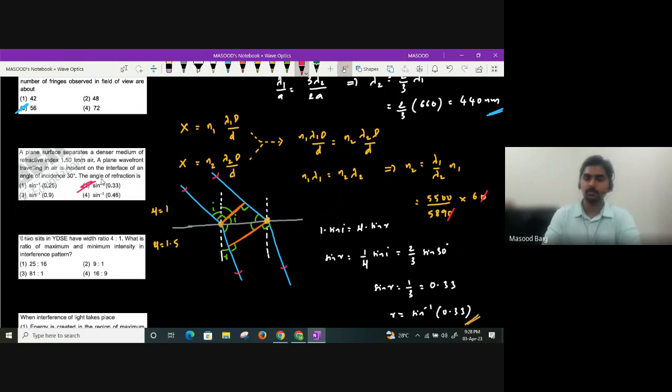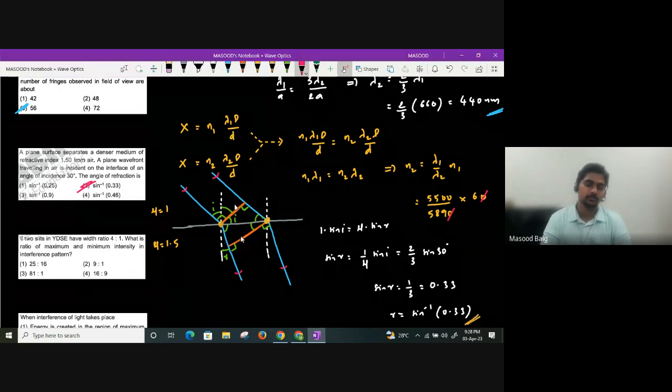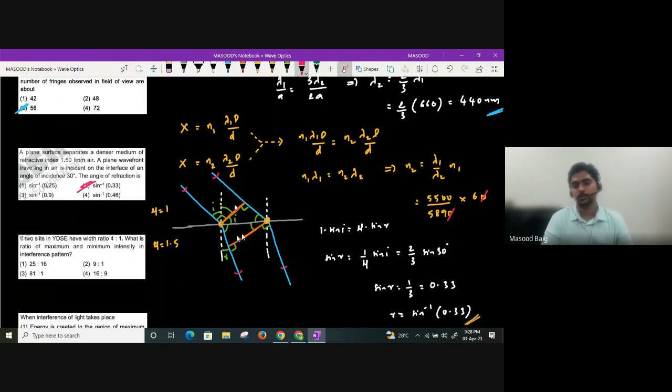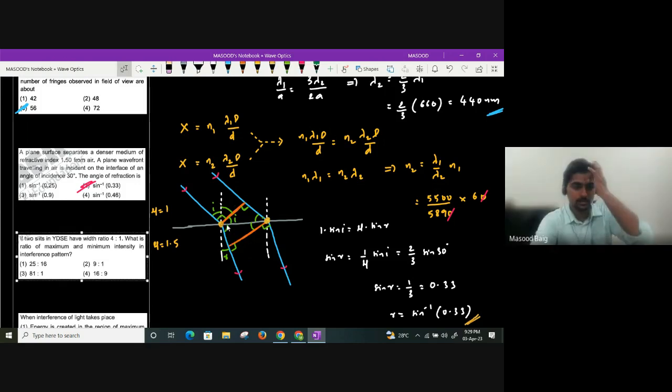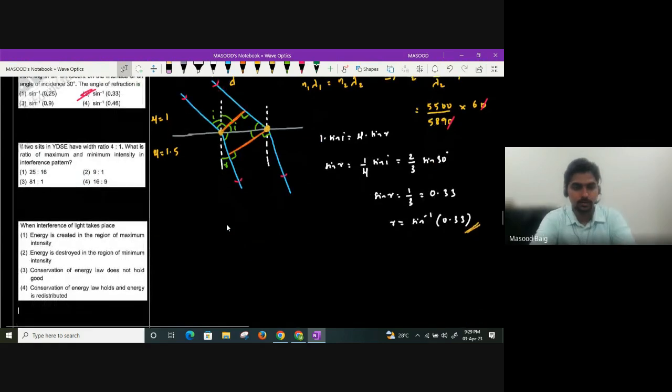You can directly apply Snell's law, but here I've just shown you what the wavefronts will be, guys. Wavefronts will always be perpendicular to the direction of wave propagation again. Understood, all of you? Yes or no? Yes, sir. Right.